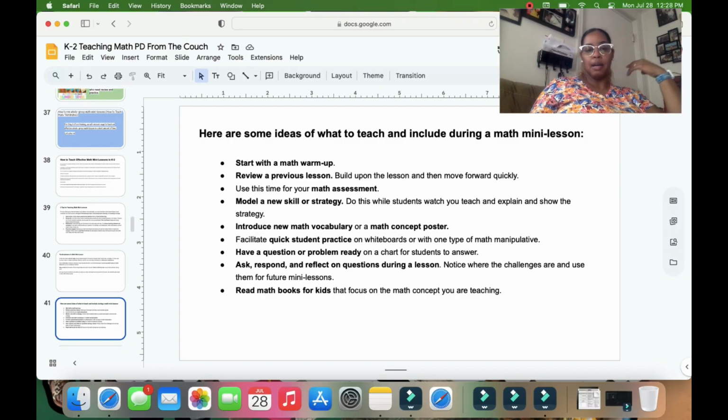Use this time for your math assessment. Model a skill or strategy. You can do this while the students watch you, and then you show the strategy.